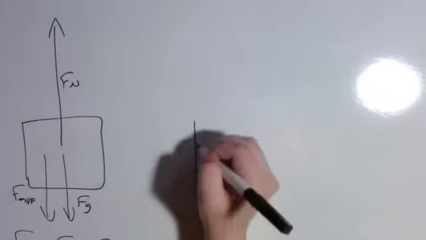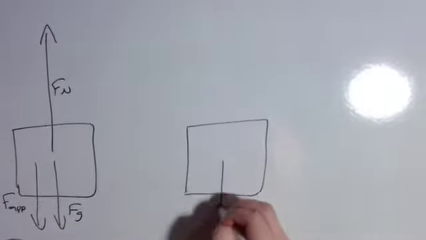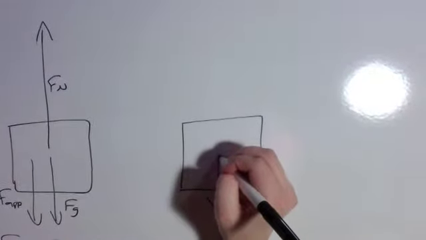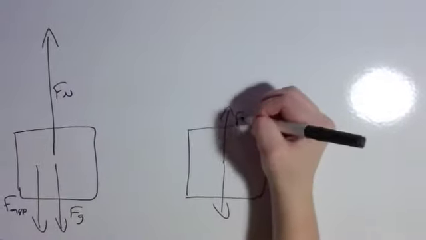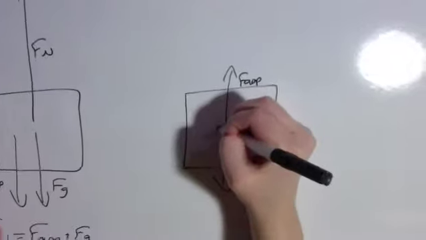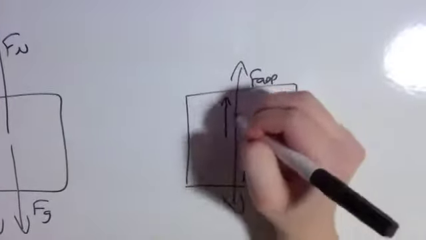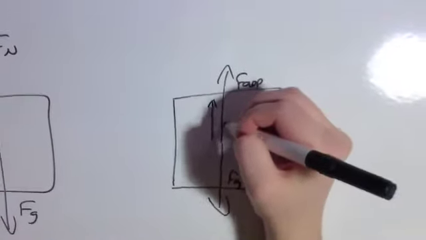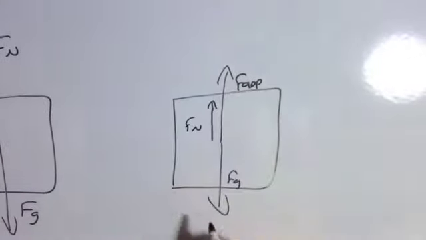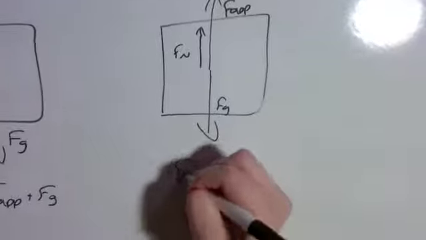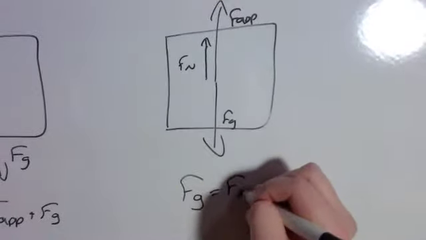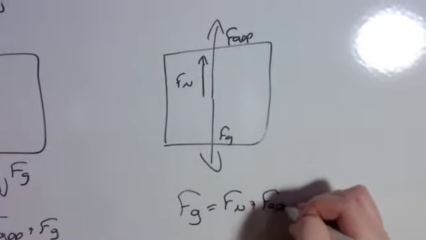But if you pull up on an object, the force of gravity is still the same, but the normal force can be smaller because, once again, the force in the y direction must be equal to 0. Then you get Fg equals Fn plus F applied.